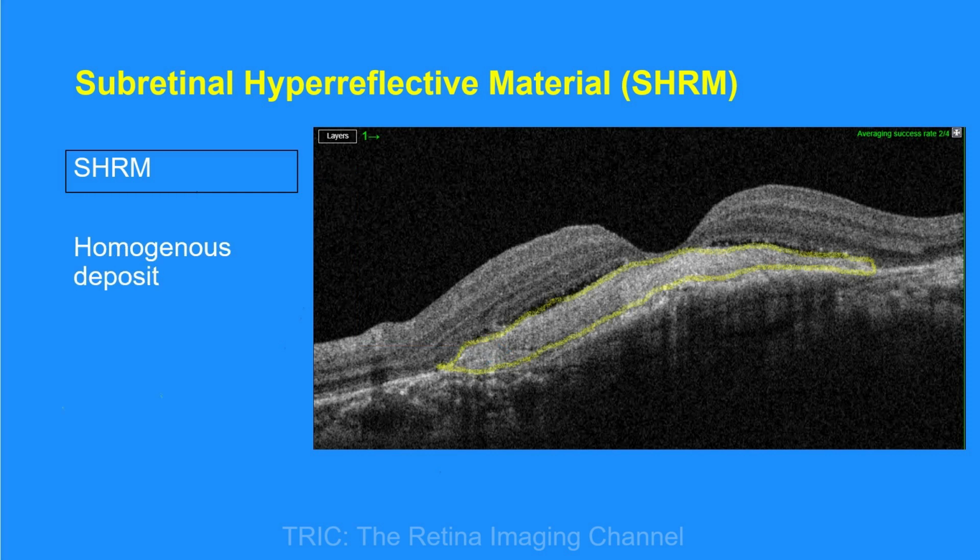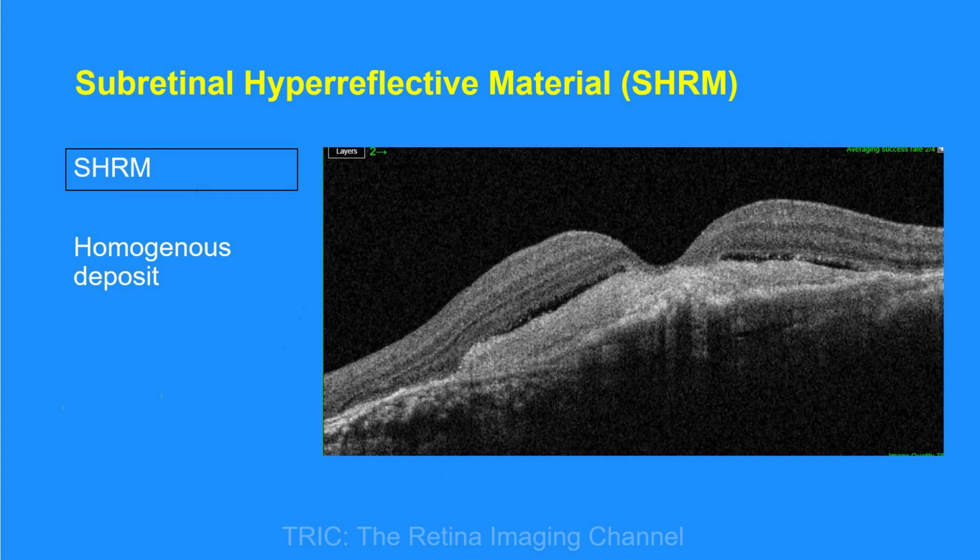Now what is this subretinal hyperreflective material? This is a homogeneous deposit located just above the RPE. We have marked this area with a yellow marker here. Another line scan shows the same subretinal hyperreflective material or SHRM. So this is how the SHRM looks.